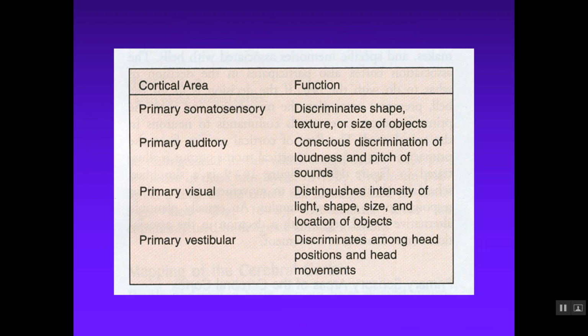Function, for the primary areas of these. So primary somatosensory, this is where you're discriminating shape, size of an object, intensity of the stimulus, texture. The primary auditory is that conscious discrimination of the loudness and pitch. Primary visual, this distinguishes intensity of light, shape, size, and location of an object. And then primary vestibular is just discriminating among head positions and head movements.